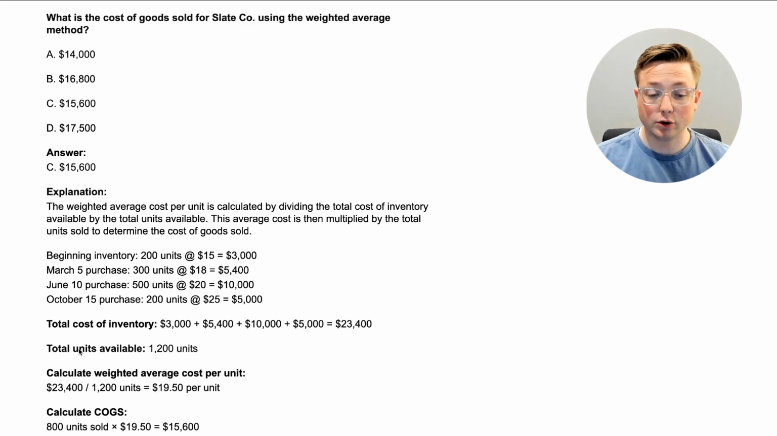And then the total units available is all of these units added up together. So 200 plus 300, that's 500, plus 500, that's 1,000, plus another 200, that's 1,200 units. So 1,200 units.